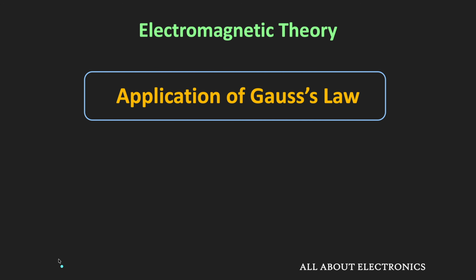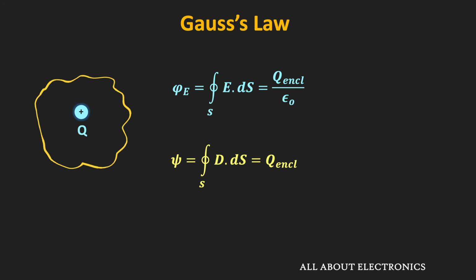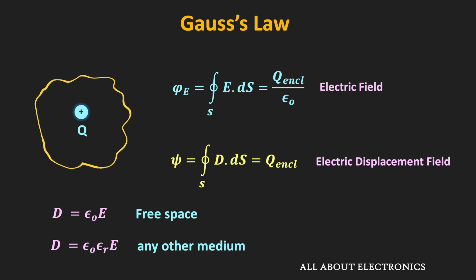In the previous video, we understood the concept of the Gauss law. Now in this video, we will see the applications of this Gauss law. If you have followed the previous video, then we have seen the expression of the Gauss law both in terms of the electric field as well as the electric displacement field. And then we have also seen the relationship between this electric field and this D field, where the D field represents the electric displacement field and it is often known as the electric flux density.